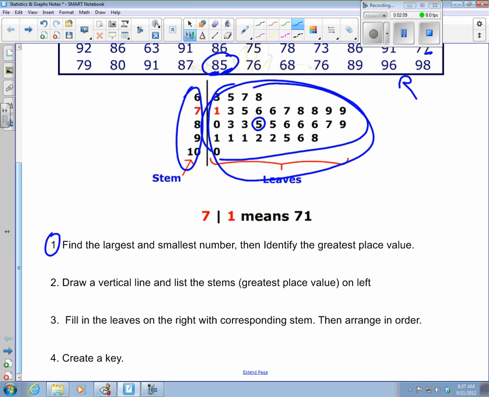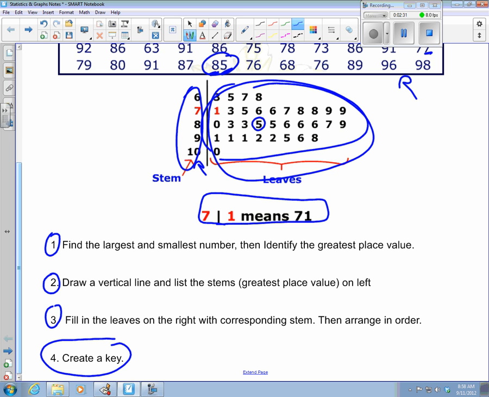Draw a vertical line and list the stems, greatest place value. We just talked about that on the left right here. Finally, fill in the leaves on the right with corresponding stem, then arrange in order, and finally create a key. And here's our key right here.